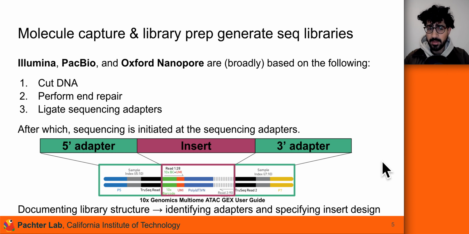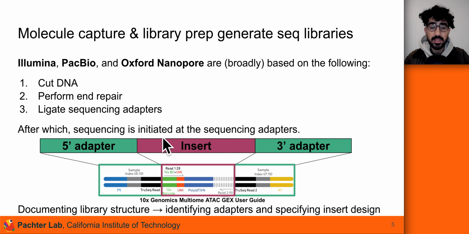I want to focus today on molecule capture and library preparation because those are the key steps for generating sequencing libraries. The three main sequencing companies that have sequencing machines, namely Illumina, PacBio, and Oxford Nanopore, are broadly based on the following steps, namely cutting DNA, performing end repair, and then ligating sequencing adapters. After which sequencing is initiated at the sequencing adapters.